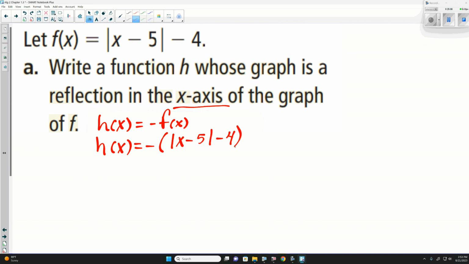Since we didn't do anything to the function f of x, because we just put a negative out front, we can just replace f of x with its function and put that negative out front. We will still need to distribute it through, but we do have this set up here. Questions at this point so far?